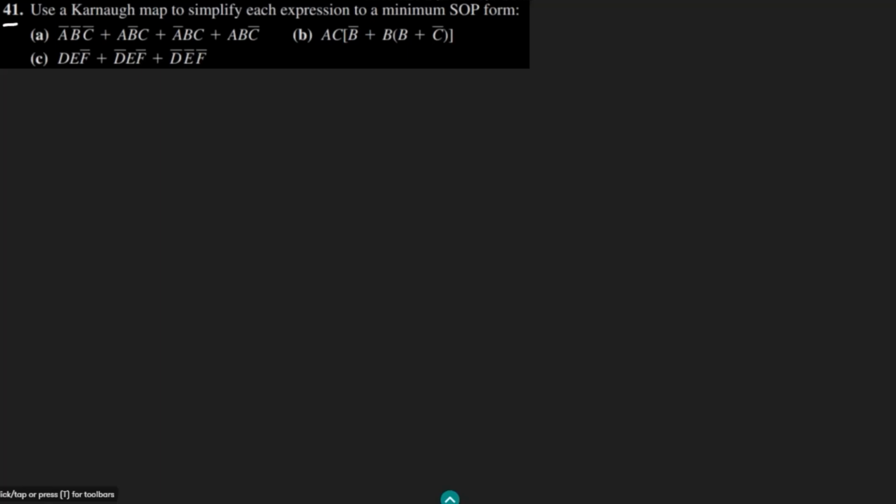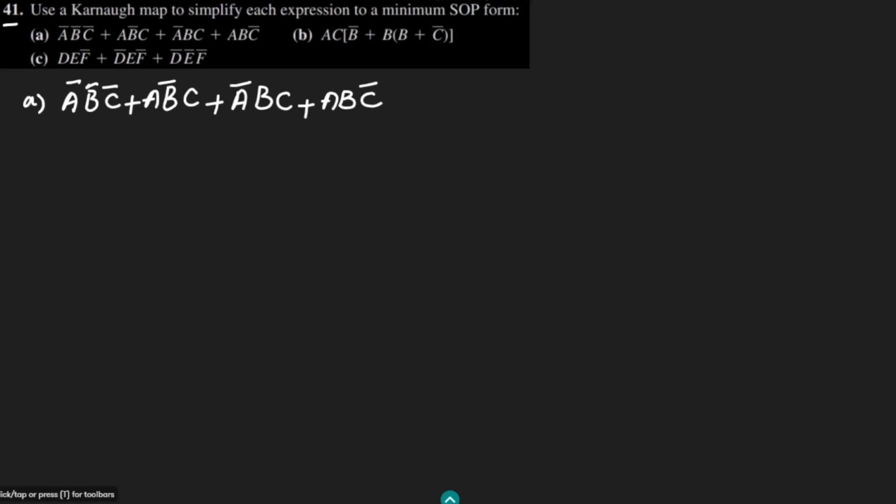In this question we also have to use the Karnaugh map to simplify each expression to a minimum SOP form. The first expression is A complement B complement C complement plus A B complement C plus A complement B C plus A B C complement. So that is basically the question we have.